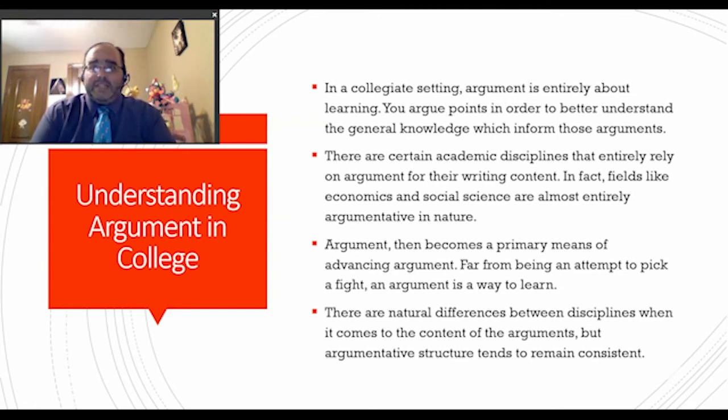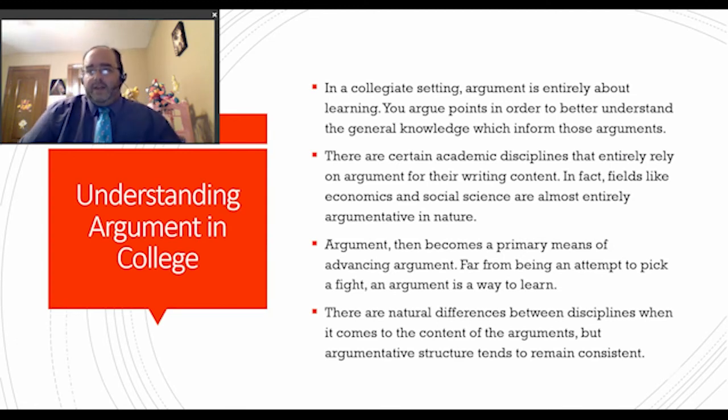Now, there are certain academic disciplines that entirely rely on argument for their writing content. In fact, fields such as economics and social science are almost entirely argumentative in nature. In economics, especially recently, you've seen a lot of debate. We're trying to destroy capitalism. We've got people saying socialism is not the way to go. Socialism leads to totalitarianism, yada yada yada. A lot of these arguments maybe are less than informed, especially when it comes to things like socialized healthcare.